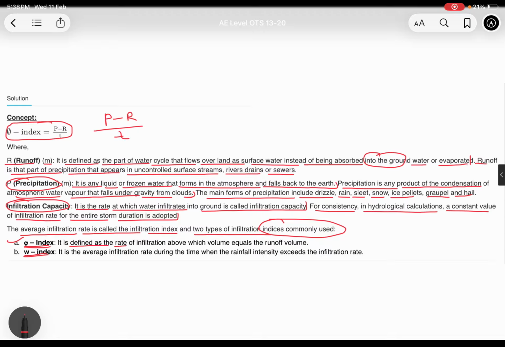The phi index is defined as the rate of infiltration above which the rainfall volume equals the runoff volume. It is the average infiltration rate during the time when the rainfall intensity exceeds the infiltration rate. W index: it is the average infiltration rate during the time when the rainfall intensity exceeds the infiltration rate.